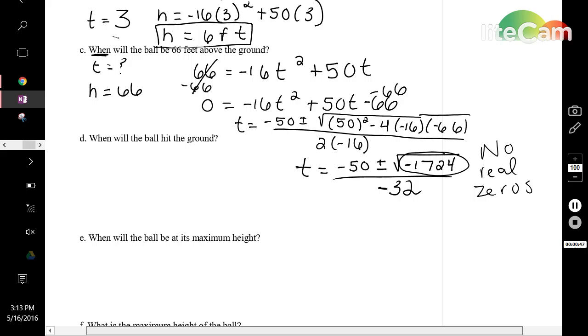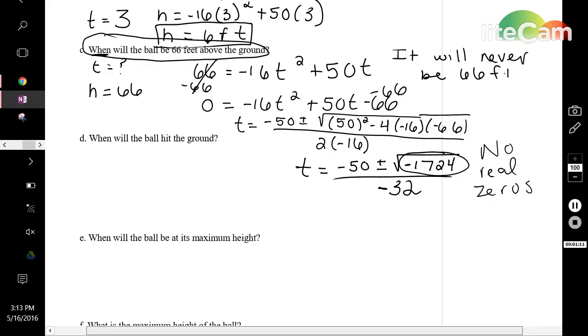The original question was asking when the ball will be 66 feet above the ground. If I go and try and solve for t, and it's not possible, what that means in terms of the problem is that it will never be 66 feet above the ground. It's not possible. So it will never be 66 feet above the ground. Okay, so that is an option.